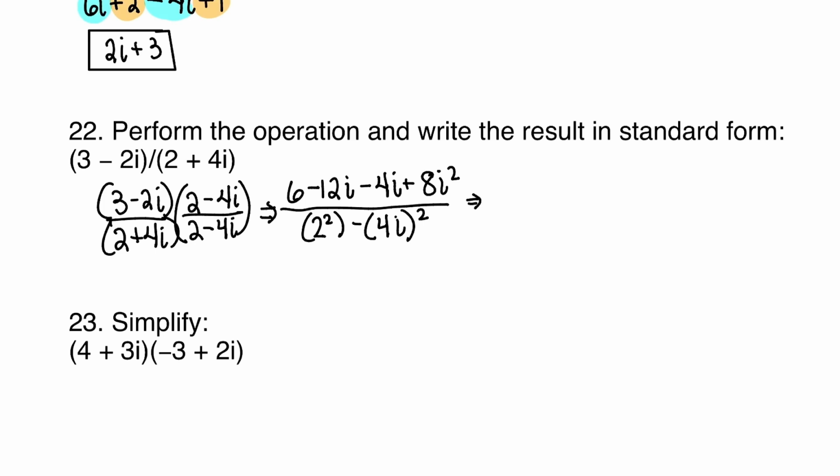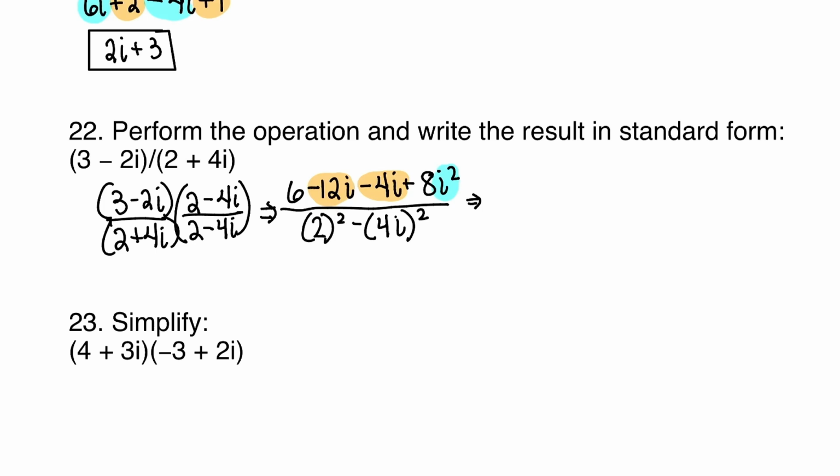Now we can combine like terms. We have this negative 12i and this negative 4i. Then we also have i squared. Just a reminder that when we're working on the denominator, I actually need to adjust one thing. This squared should be on the outside.